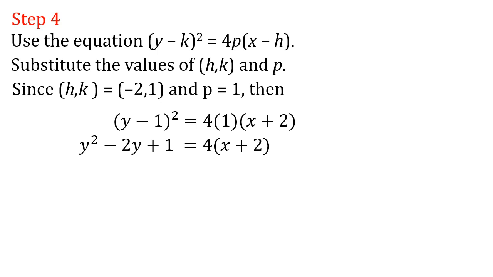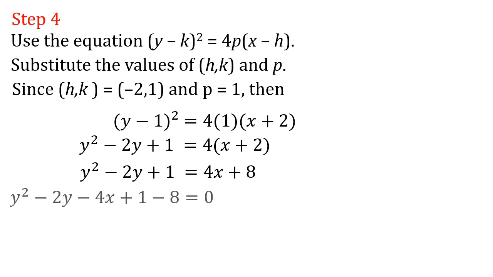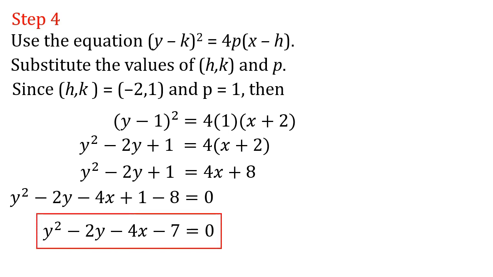Now we have y squared minus 2y plus 1 equals 4 times x plus 2. Y squared minus 2y plus 1 equals 4x plus 8. And then it will become y squared minus 2y minus 4x plus 1 minus 8 equals 0. So simplifying it, you're going to have y squared minus 2y minus 4x minus 7 equals 0. And that's the general form of the equation of the parabola.